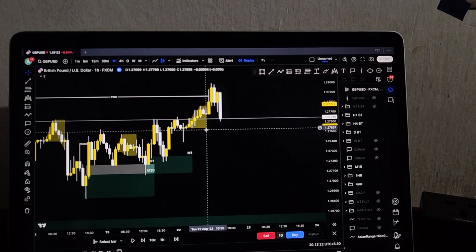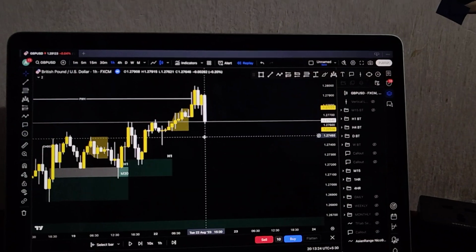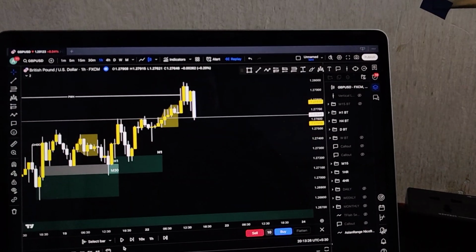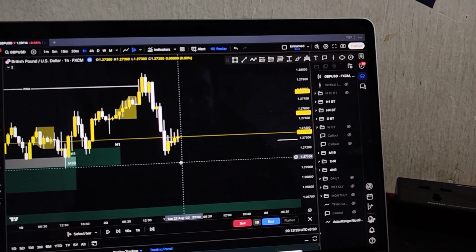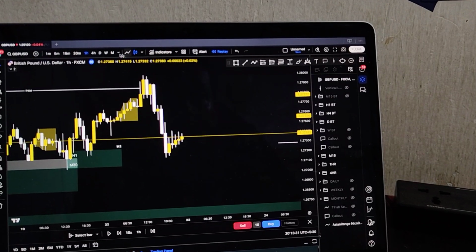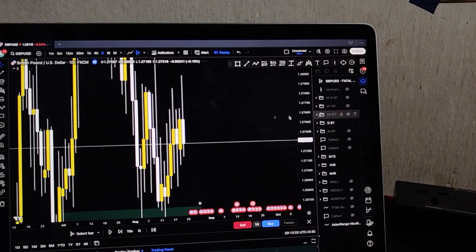My bias was bullish, the Asian low didn't get swept, our setup didn't appear, we didn't take the trade. As simple as it can get. So now what we'll do is look for the daily bias again.